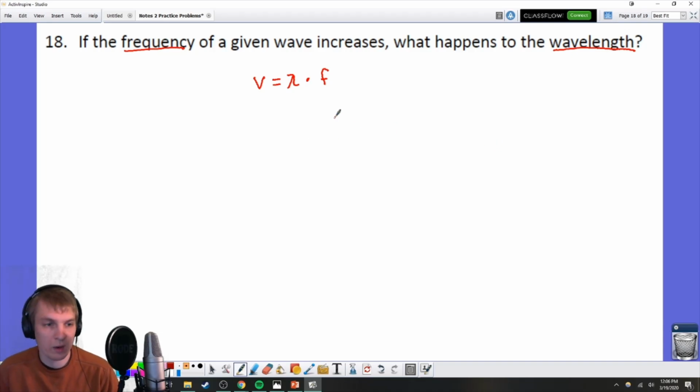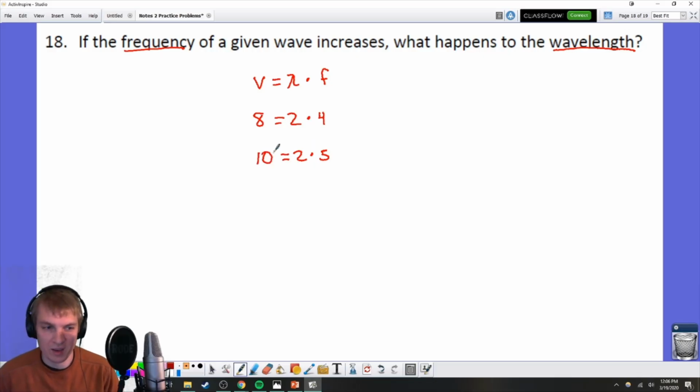Let's just play around and put in some numbers. So let's say my wavelength is 2 and my frequency is 4. Therefore, my velocity would be 8, right? So 2 times 4 gives me 8. But if I have 2 times 5, so let's say I increase the frequency, then I have 10 as my answer.